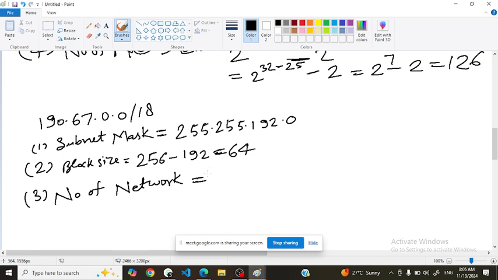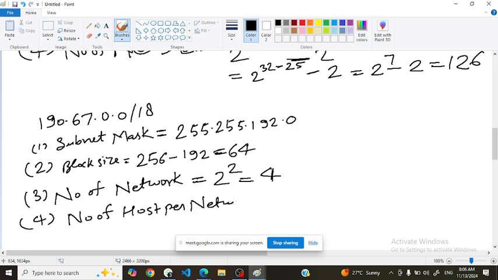Venkat, what will be the number of networks? 2 power 2. 4. Subhaji, what will be the number of network bits? 2 to the power 14 minus 2. So Abdul, you are getting stuck on how to calculate the number of networks.